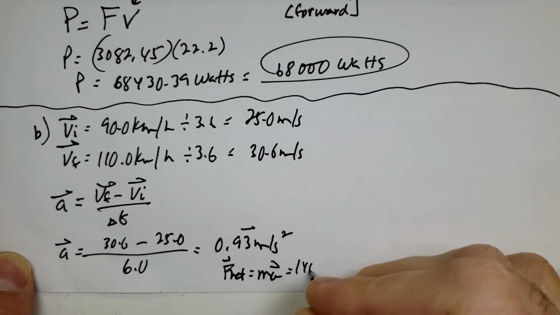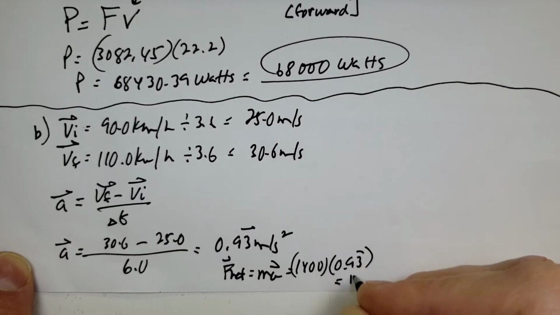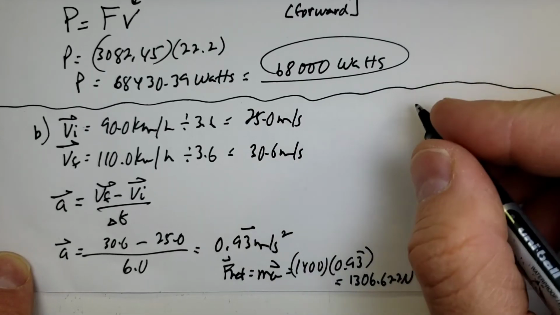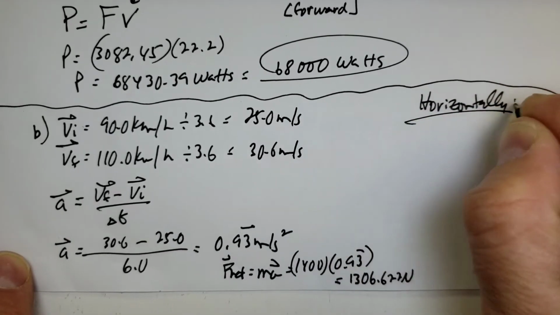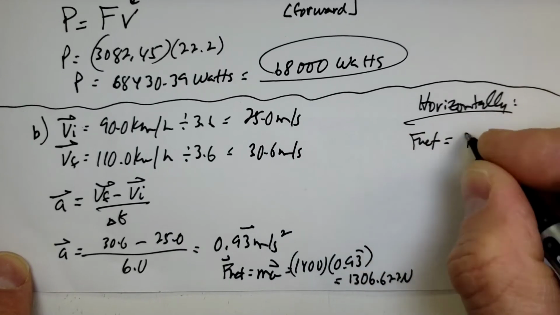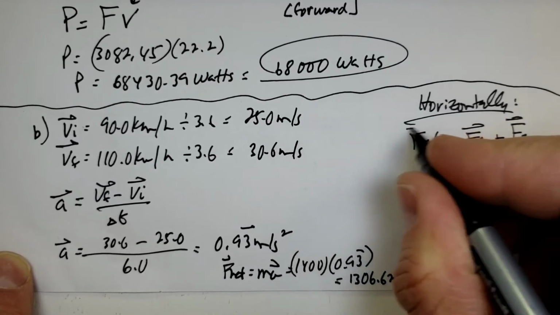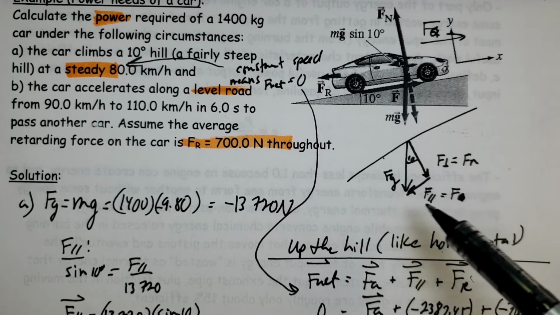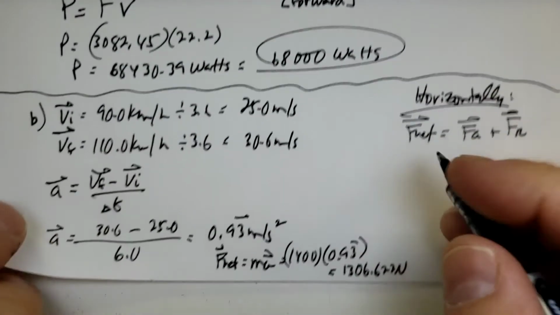So my 1400 kg car, to accelerate at 0.93 repeating, it's going to involve 1,306.622 newtons. So that's my net force. Now, in this one, we're not going up a hill, it's just simply horizontally. So F net is my applied forces, and then all my forces working against me. So this time, horizontally, I don't have this component of a force that's working against me due to being inclined. It's just simply a flat surface.